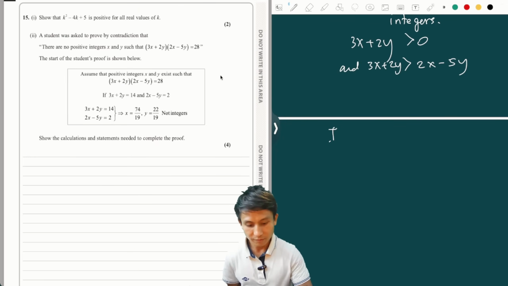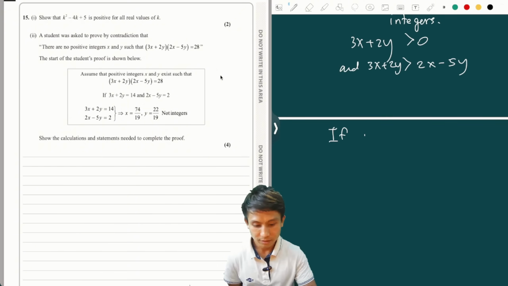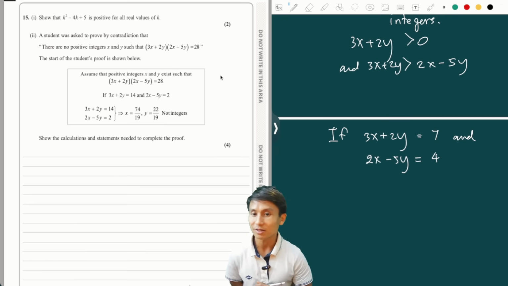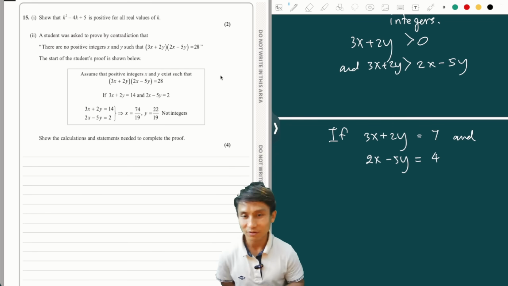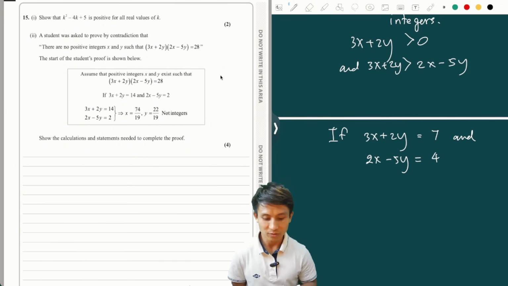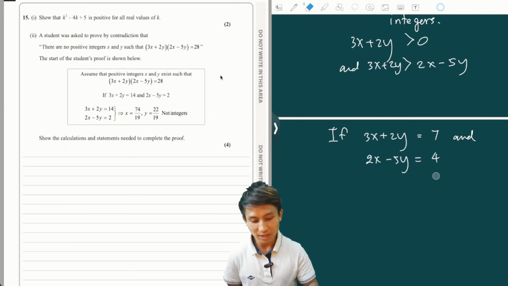So if 3x plus 2y, we're going to make it 4, and 2x minus 5y. So if this is 4, the other one should be 7, but hang on, we just let this be 7 because it has to be greater than the other one. So this one is 7, the other one is 4. Okay, and also 28 and 1, don't forget. So maybe I'll do 28 and 1 first.